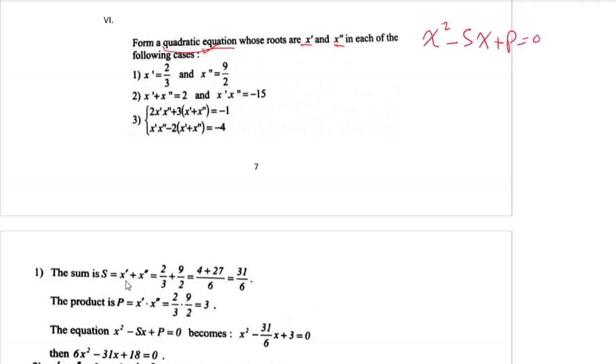In number one, as mentioned here in the solution, the sum x prime plus x double prime is 31 over 6. The product x prime times x double prime is 3. So the equation is this one. And you multiply it by 6 only to have no fractions, so it will be like that.